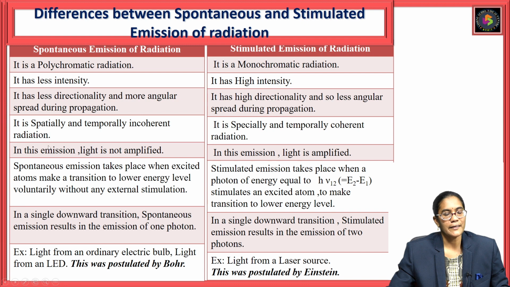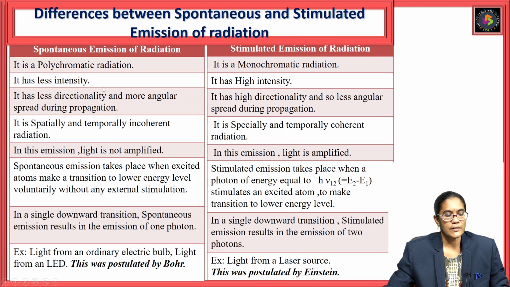And in spontaneous emission, the light is not amplified, so only a single photon is emitted. In stimulated emission, the light is amplified. The photons get multiplied, so that 2 are converted into 4, 4 into 8, and 8 into 16. So light amplification can be done through this process. In a single downward transition, spontaneous emission results in the emission of one photon, whereas stimulated emission results in the emission of two photons.